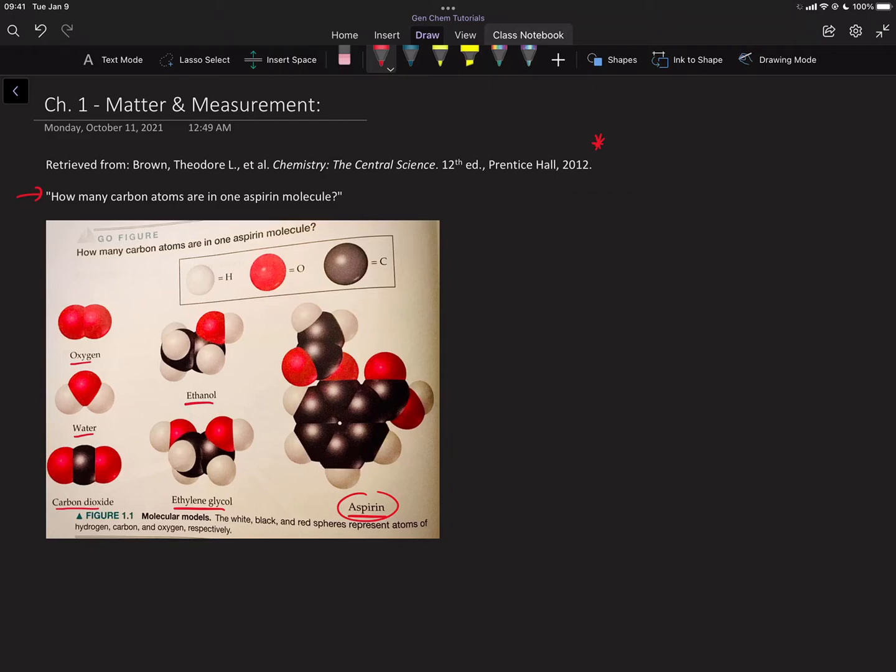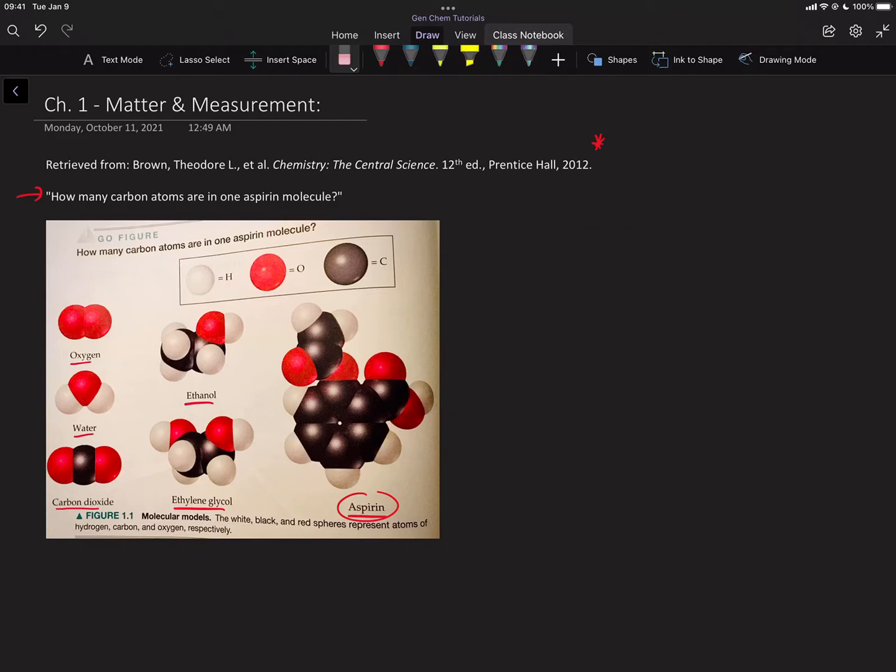You might be familiar with aspirin, buy it at the pharmacy, grocery store, etc. Also, the question is phrased here in the text. I typed it up above for clarity. So we note the structures. We have oxygen, water, carbon dioxide, ethanol, ethylene glycol, and lastly, the big kahuna there, aspirin. We don't really need to know anything about how these atoms connect.